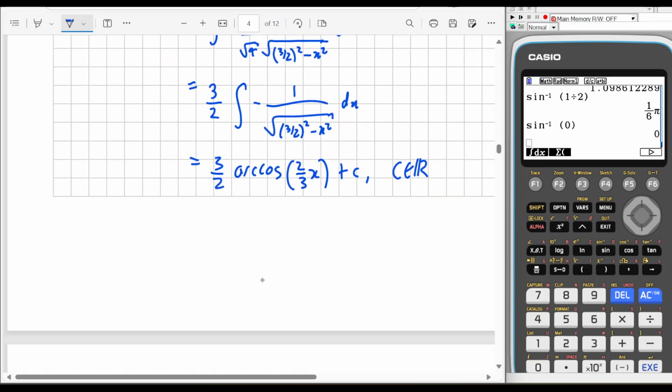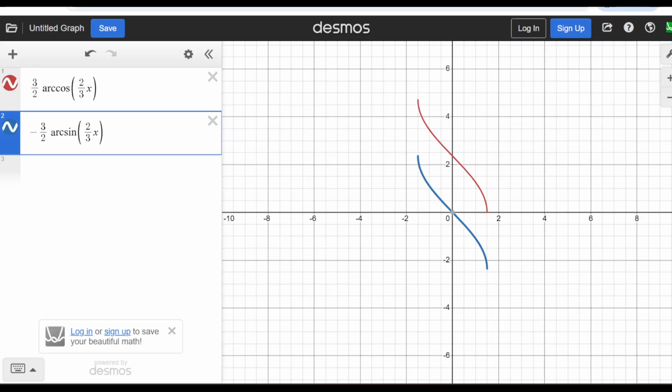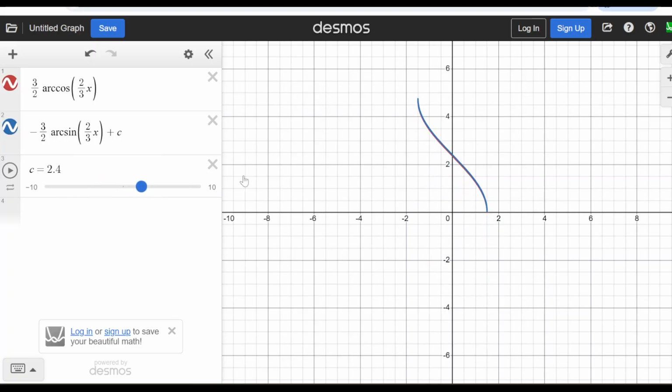Another alternate correct answer would be minus 3 over 2, arc sine of 2/3 x plus c. C is in R. Both of these are absolutely correct. You'll notice that if you graph both those, the functions aren't the same function, but they sort of overlap, like they're different heights of the same function. And just in case you don't believe me, there they are. And because you got a plus c value, depending what that c value is, you can actually get them to line up. So yes, they are both correct.